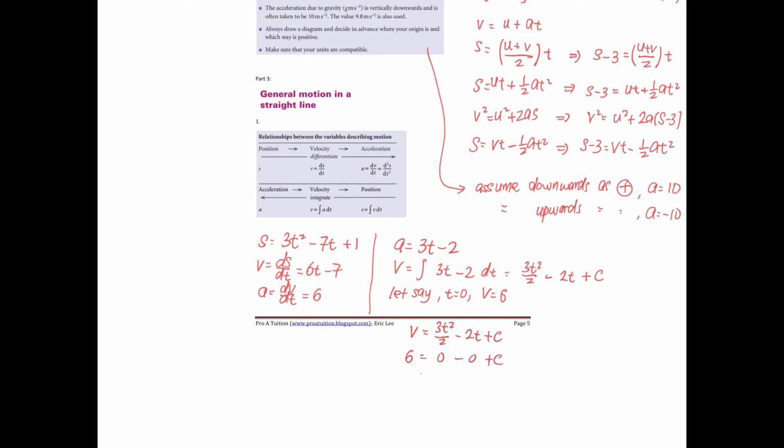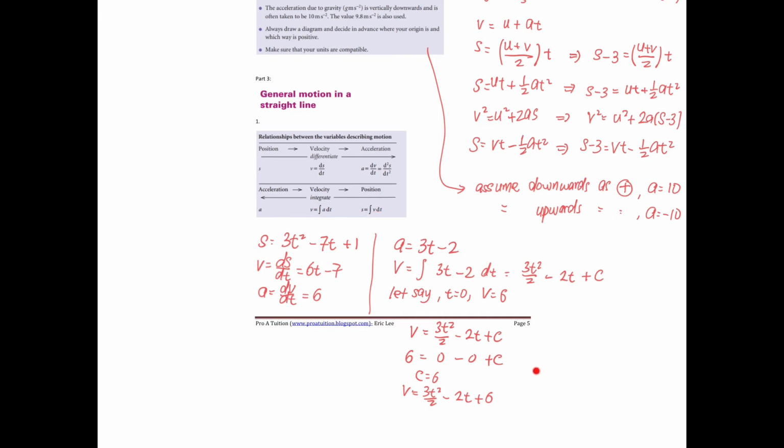So hence your c is 6, and hence your velocity is 3t squared over 2 minus 2t plus 6. So that is the velocity formula with the c found. Okay, so if we continue this process, when acceleration is integrated, we get velocity. And now you want to find position or displacement, so you integrate the velocity. By integrating the velocity, you get displacement.